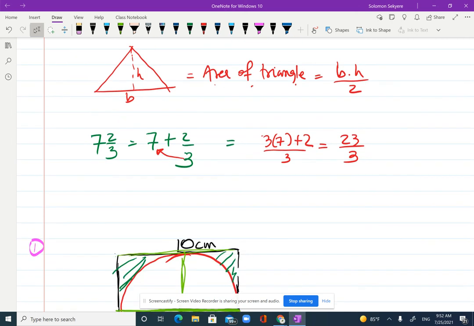And how do I combine this mixed fraction here as a single fraction? Like 3 and 7/2... okay, how do I do it? It is 3 times 7 plus 2, 3 times 7 plus 2 all over 3. So it becomes 23 over 3.